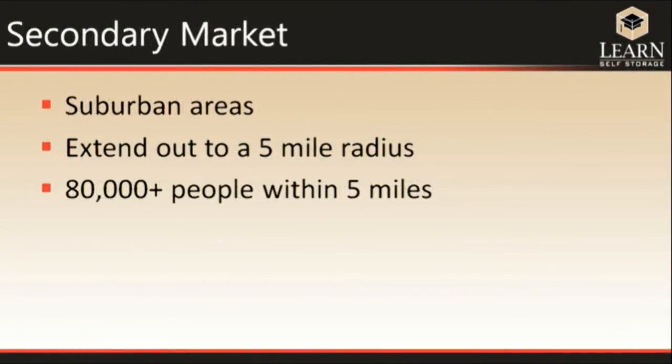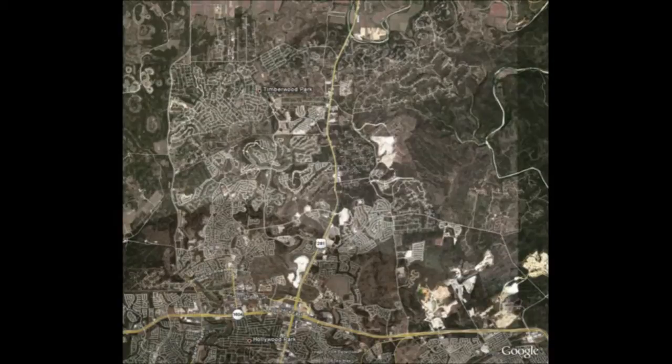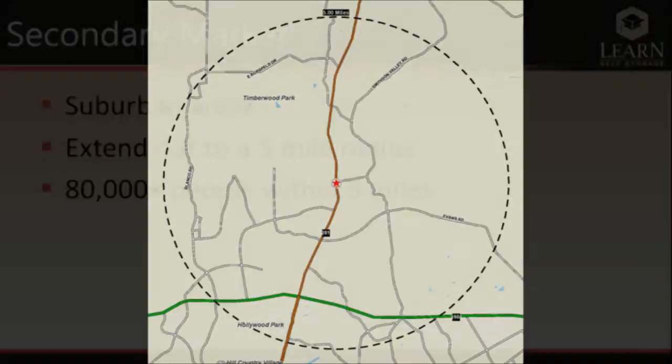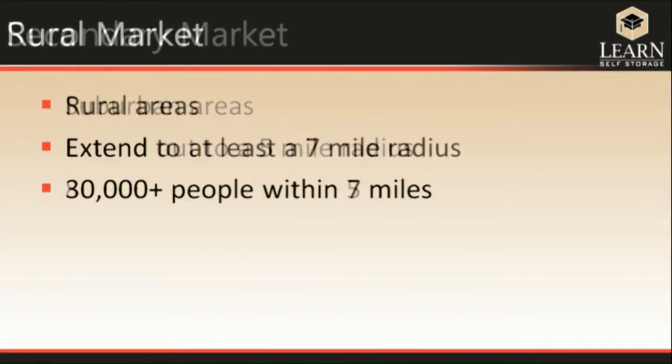In a secondary market, this would be most of your suburban areas. An example of this would be Northside San Antonio. This has a lot of suburbs, a lot of small communities, everything's spread out a little bit more, so you can extend your radius out to about 5 miles. Your average consumer will drive anywhere from 3 to 5 miles for their grocery store, all the things that we had spoken about earlier. Now, in this 5-mile radius, there should be about 80,000 people. That's how you'll know you're in a secondary market.